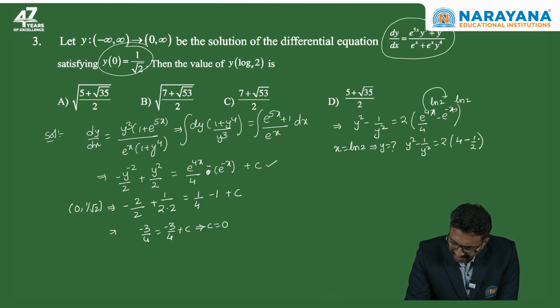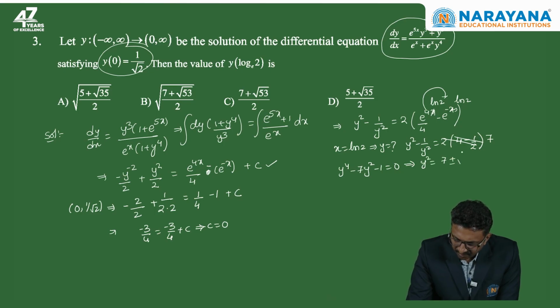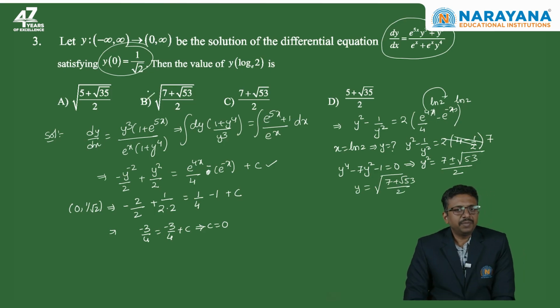So 4 8 minus 1 7 by 2, so this will become 7. So y power 4 minus 7y square minus 1 is equal to 0. y square is equal to 7 plus or minus root of 53 by 2, which implies y is equal to square root of 7 plus root 53 by 2. So option B is the correct answer.